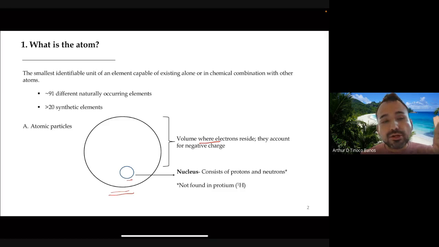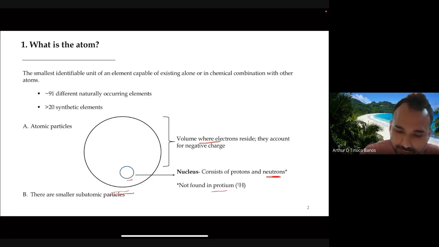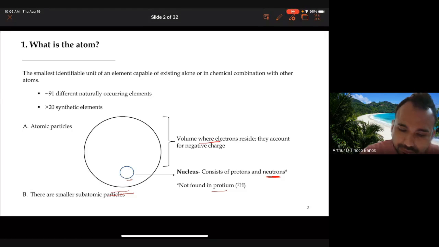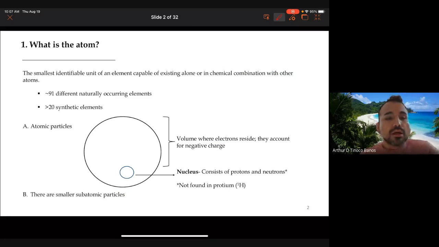All right. So here you find the particles of the protons and the neutrons. Now, to note that neutrons are not located in all atoms. So for instance, protium, which is an isotope of hydrogen, does not contain neutrons. All right, so let me just go back here for a second. Just to note that there are smaller subatomic particles, but our focus will be on the composition of the atom with regards to the electrons.